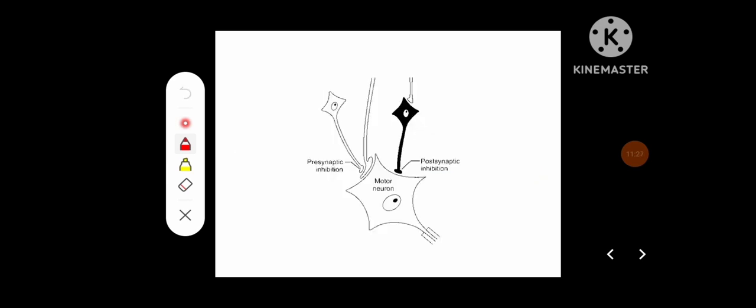Okay. So this diagram shows the postsynaptic inhibition. The postsynaptic inhibition can be direct, when the interneuron secretes an inhibitory neurotransmitter, or it can occur because of the effect on the postsynaptic membrane when it is in the refractory period. Okay, so then the cell cannot be excitable.